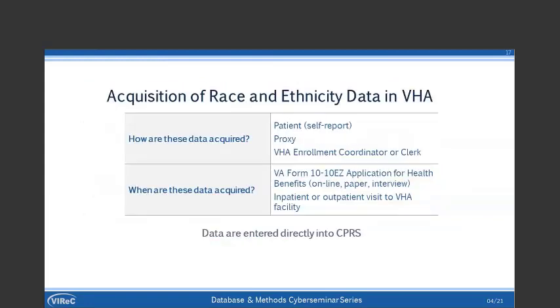So data on race and ethnicity are acquired predominantly through patient self-report or through a proxy, such as a caregiver that comes in with the patient, but they can also be ascertained by a VA staff member, such as an enrollment coordinator or a clerk. The data are first acquired at the time of the application for health benefits on the Form 1010-EZ, and this form can be completed online, in paper, or with interview with a VA staff member. And data can also be obtained at any point of an inpatient or outpatient visit to a VHA facility. The data are currently entered directly into CPRS for most systems that are still utilizing the CPRS system.